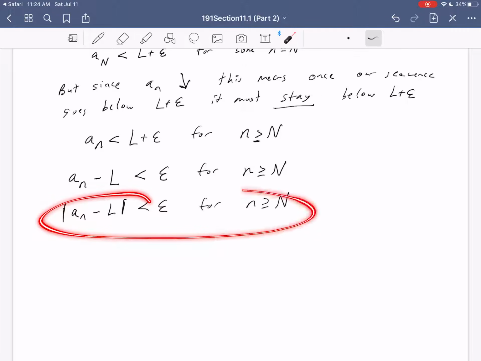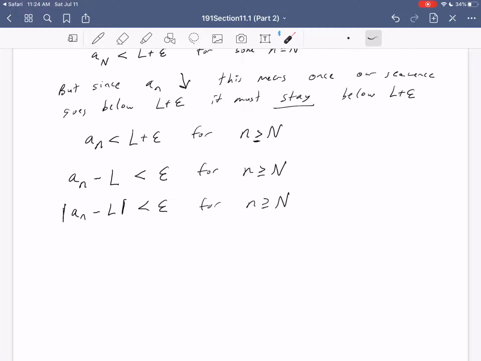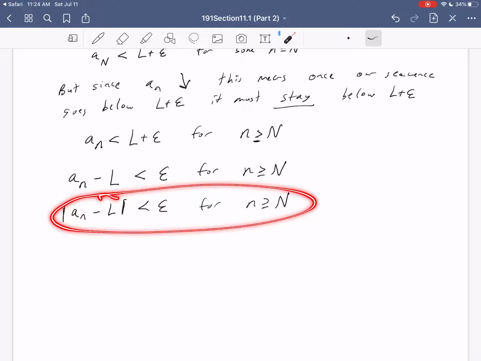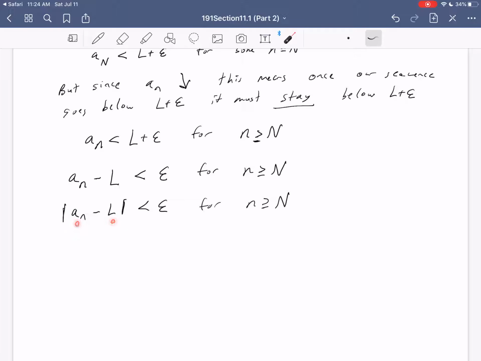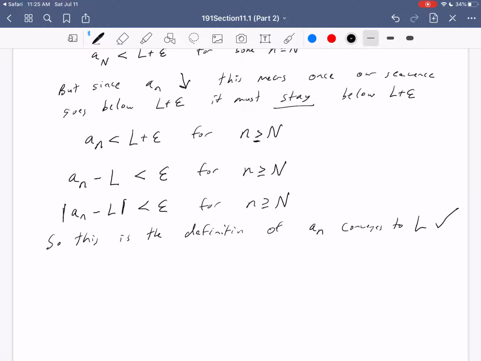Now, this might not look like too much, but if you look back in your textbook or go back to the video that we did for 11.1 part 1, you will see that this is the definition of what it means for a sub n to converge to L. The difference between a sub n and L is less than epsilon for any epsilon greater than 0, for any n beyond some capital N. So this is the definition of a sub n converges to L. And that's exactly what we wanted to show. So you can put a check mark, put your QED, whatever you prefer. We did it. We proved that a sub n will converge to L.